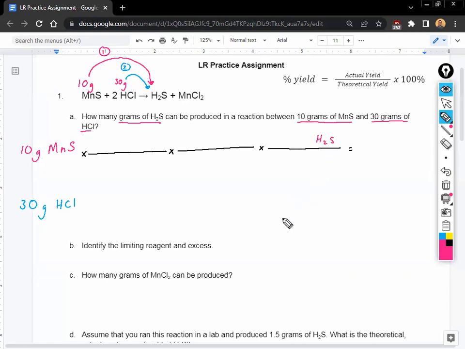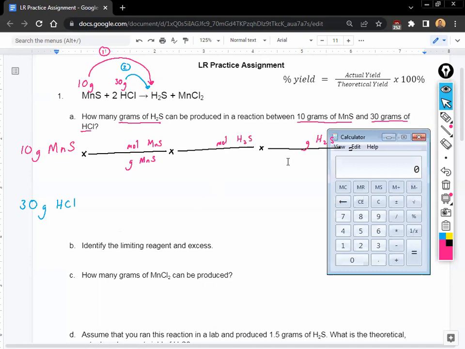Okay. Like I've been saying, we're going to be doing stoich the entire year. Nothing's really changing. So on the top, we're going to put grams, moles, moles, grams. Again, we know the first two fractions are about the same chemical, MnS, and the last two are about the same chemical, H2S. We're going to try to get rid of grams of MnS, so we put that on the very bottom. So on the first fraction, where do our numbers come from, guys? You remember?